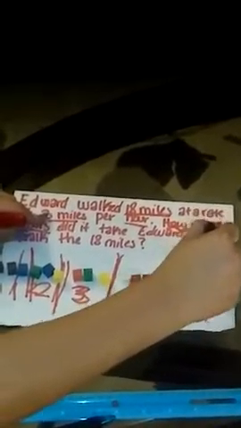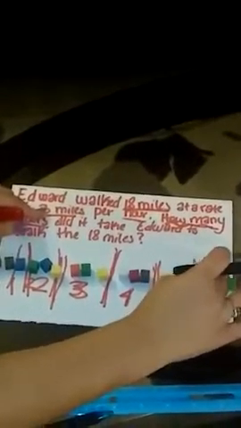1, 2, 3, draw a line. 1, 2, 3, draw a line. 1, 2, 3, draw a line. 1, 2, 3, make a line through there, and 1, 2, 3. Let's count how many hours there are.